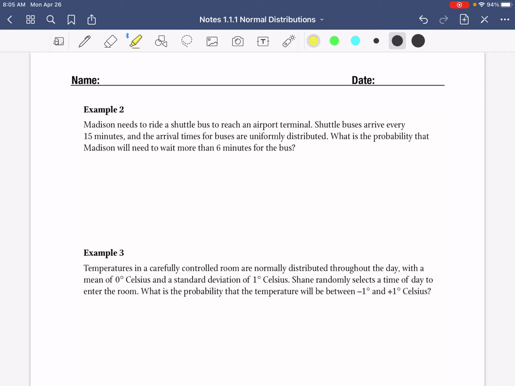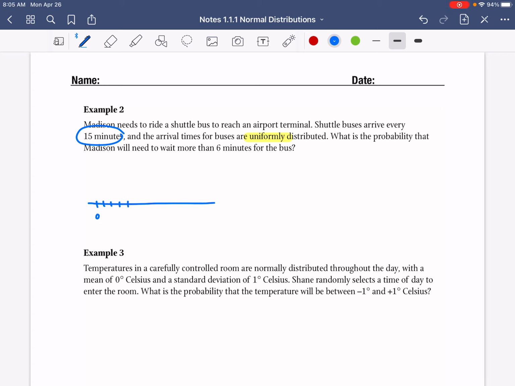It says Madison needs to ride a shuttle bus to reach an airport terminal. Shuttle buses arrive every 15 minutes, and the arrival times for buses are uniformly distributed. What is the probability that Madison will need to wait more than 6 minutes for the bus? Well, it says that they arrive every 15 minutes, so that means if she's waiting for the bus, she could wait 0 minutes. It could be there. She could wait 1, 2, 3, 3.5.